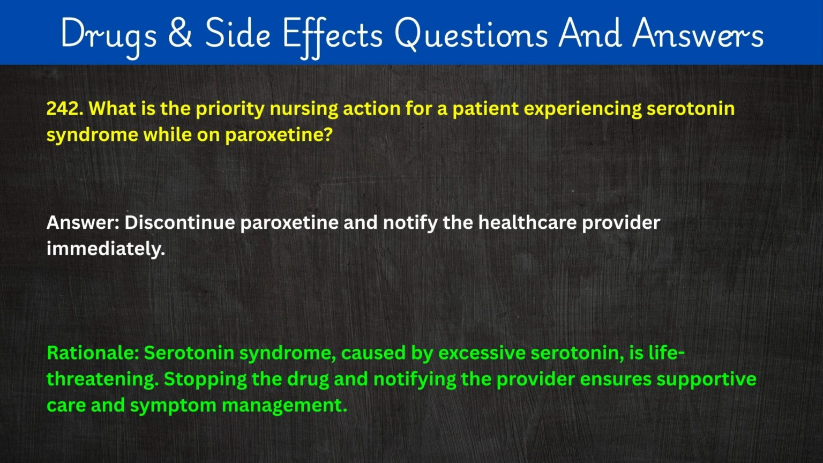242. What is the priority nursing action for a patient experiencing serotonin syndrome while on paroxetine? Answer: discontinue paroxetine and notify the healthcare provider immediately. Rationale: serotonin syndrome, caused by excessive serotonin, is life-threatening. Stopping the drug and notifying the provider ensures supportive care and symptom management.